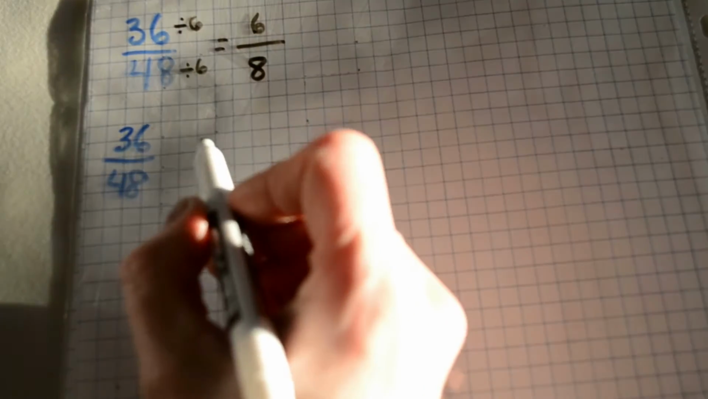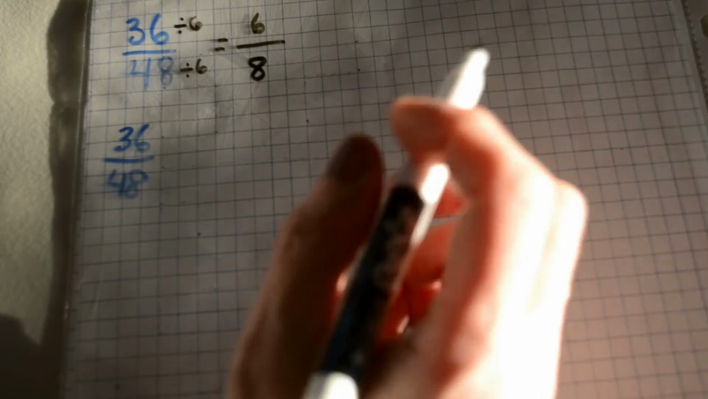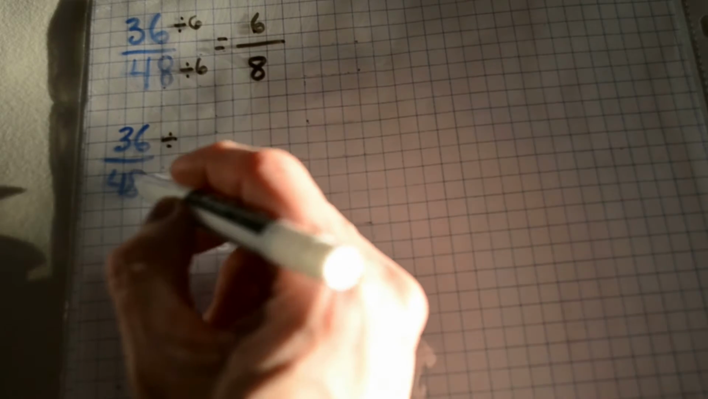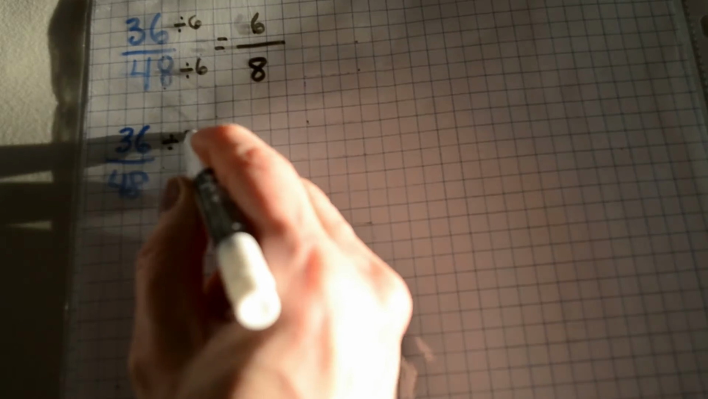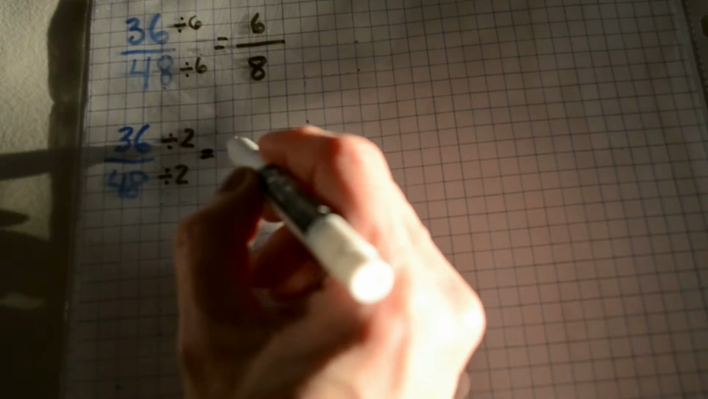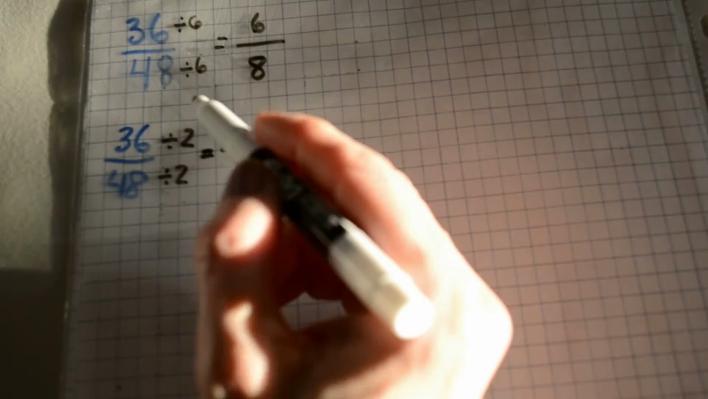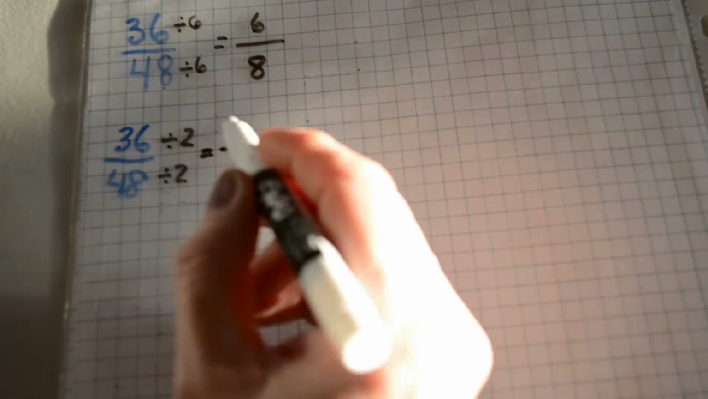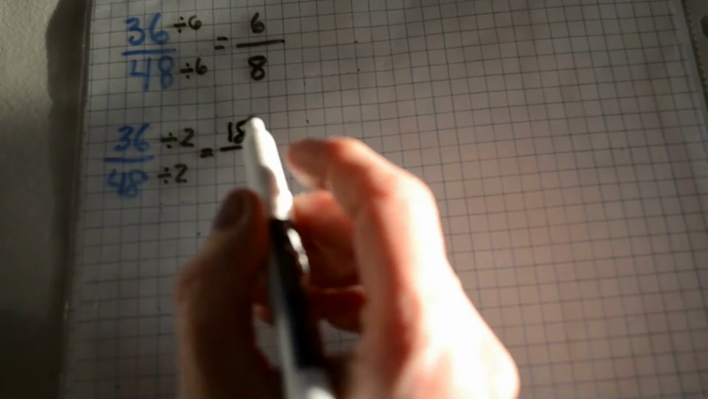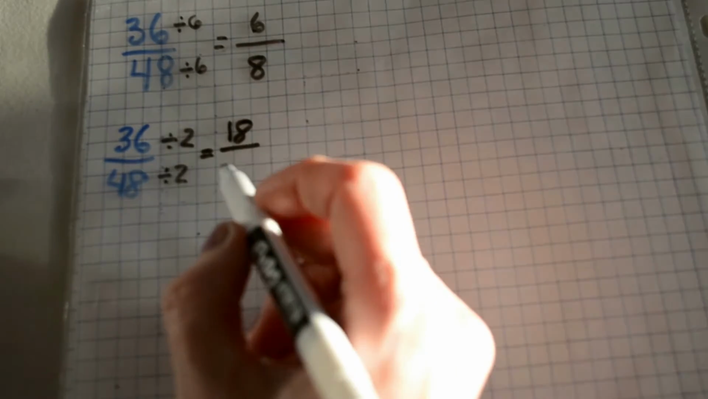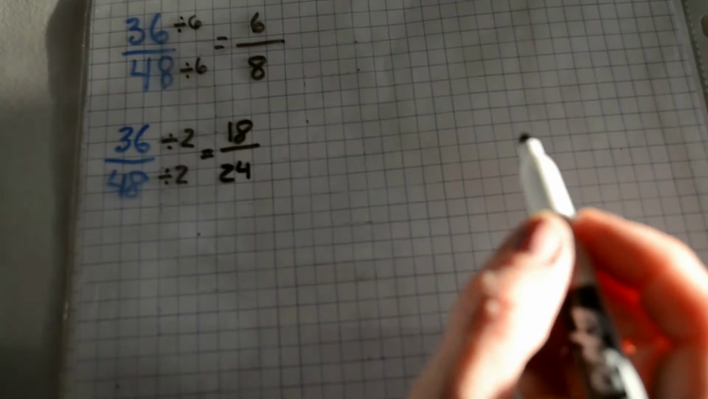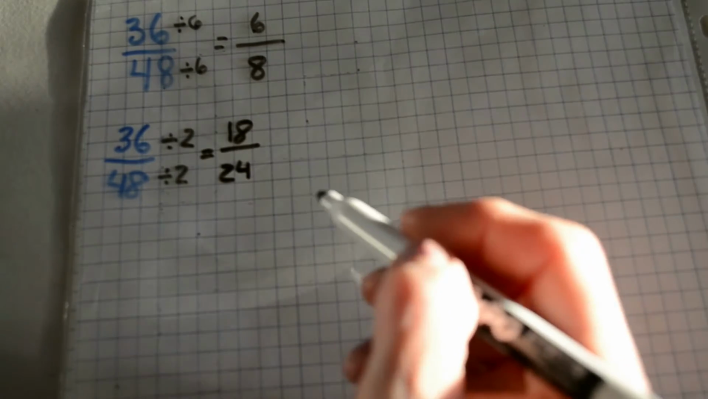Now over here, maybe you don't choose 6. Maybe you choose 2 as a number to divide by. Both of these are even numbers, and so we could divide them both by 2. And if we do that, then we'll end up with what times 2 is 36? 18. And what times 2 is 48? 24.